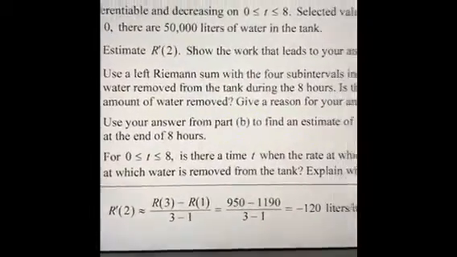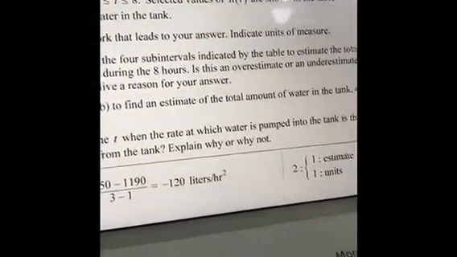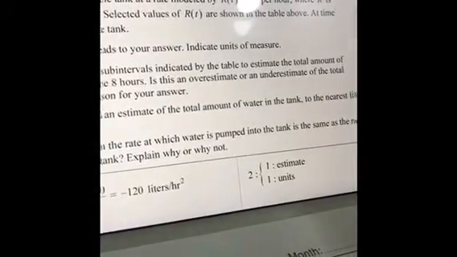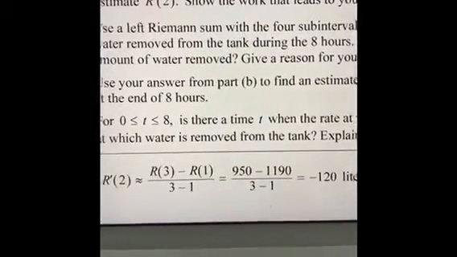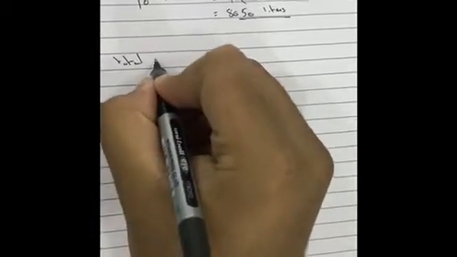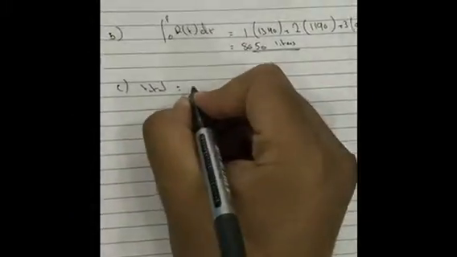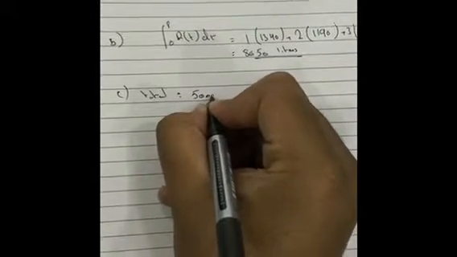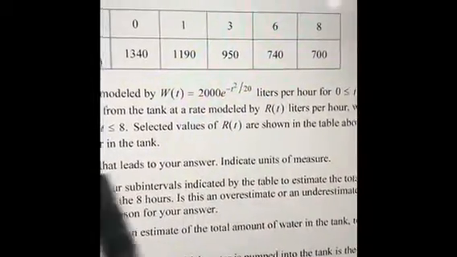And now for C: use your answer from part B to find an estimate of the total amount of water in the tank, to the nearest liter, at the end of 8 hours. Now we know that here for C, the total, as we say, there is an initial 50,000, so 50,000 plus the integral from 0 to 8 for this one. This is the total water.